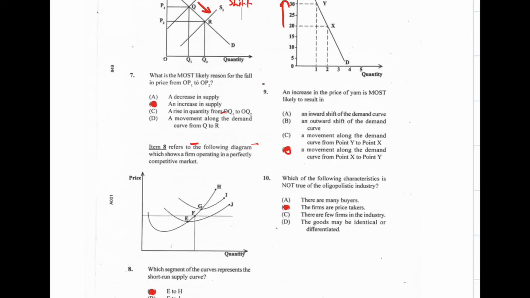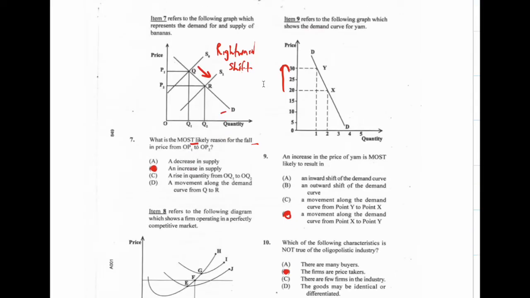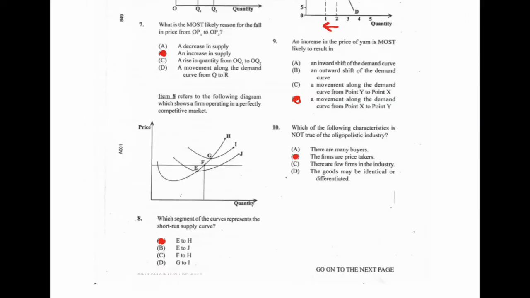Item 9: an increase in the price of yams is most likely to cause a movement along the demand curve from X to Y. So remember, this is in keeping with the law of demand. As price increases, quantity demanded decreases. They have an inverse relationship, and this is true. As price increases from $20 to $30, there is a corresponding decrease in quantity demanded from 2 units to 1 unit. So D.